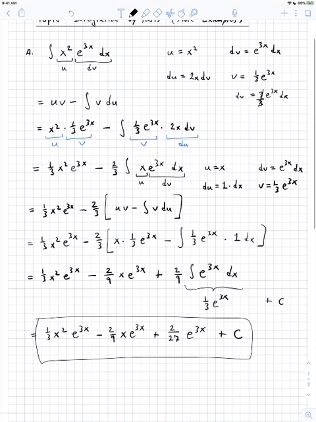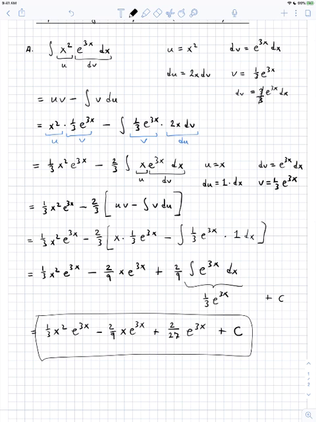We had to use integration by parts twice because of the 2 in the exponent on the x. If that were an x cubed, we'd have to do this 3 times, or if it was an x to the 4th, we'd have to do it 4 times. But the process is the same. You just have to do it again and again and again in those circumstances.